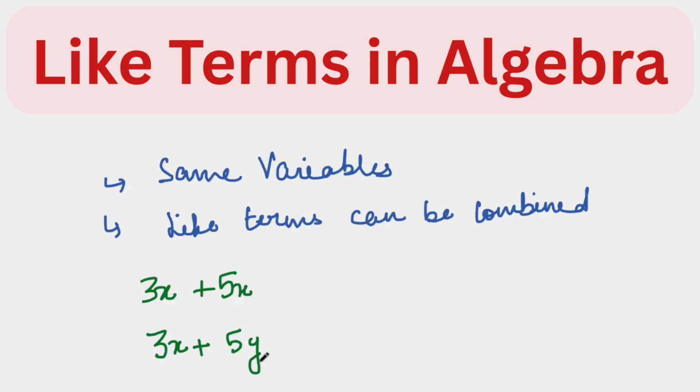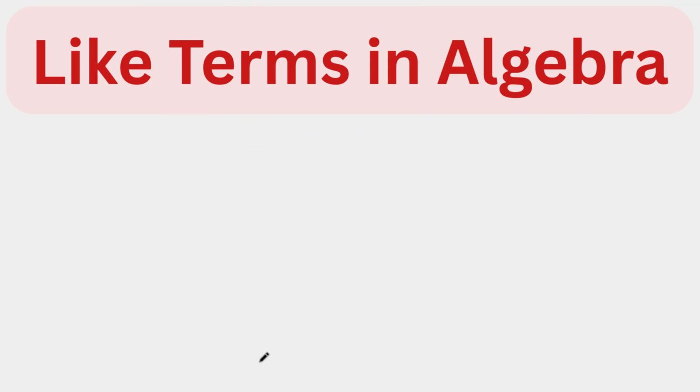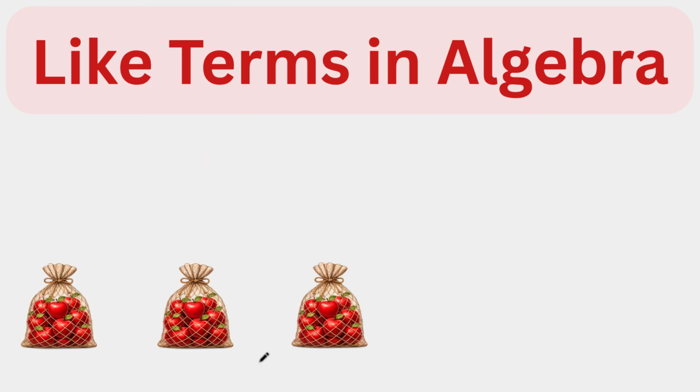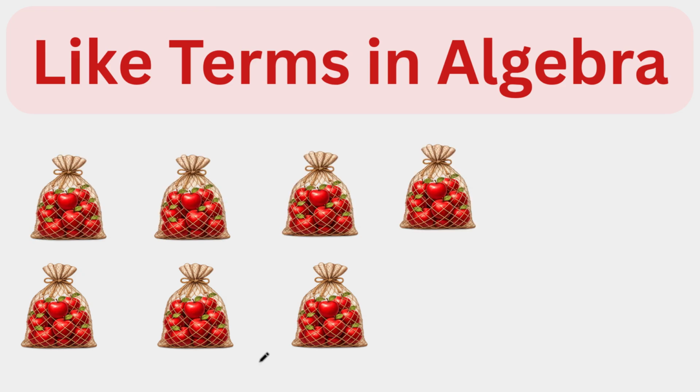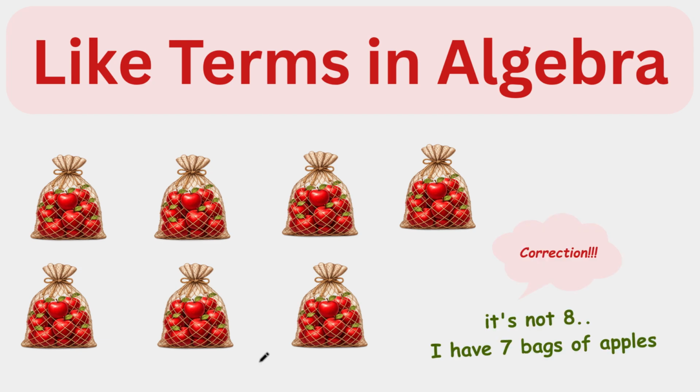Think of it like this. I have 3 bags of apples and I have 4 bags of apples. I can add them and say I have 7 bags of apples. That's what we discussed in the beginning, right? Now let's understand how we do it. Okay. It will bring more clarity to you.